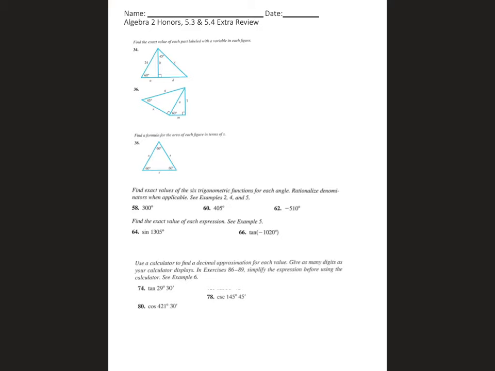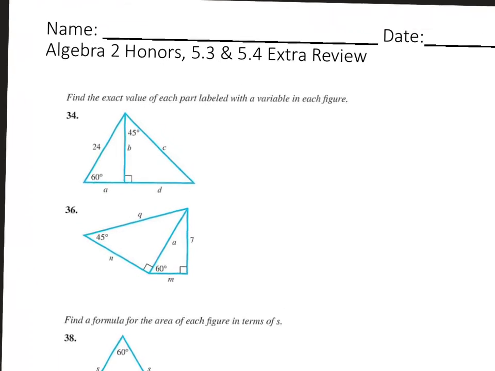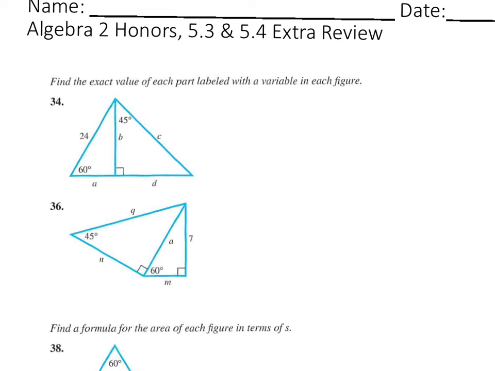This video is going to cover the solutions to the 5-3 and 5-4 extra review. So we'll start with the top ones, 34 and 36. These are based on your 30, 60, 90 and your 45, 45, 90 triangle. So if I look at the first one, on the left, I've got a 30, 60, 90.